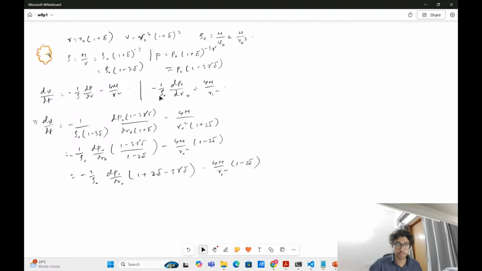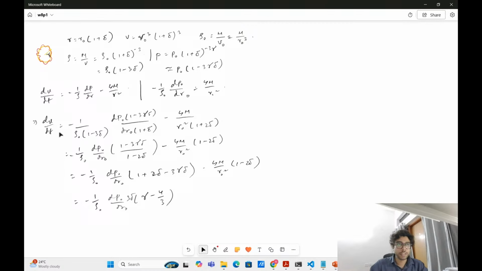Now we are going to use this relation over here. So GM/r₀² is (1/ρ₀) dP₀/dr₀, and from there we can add up these two. So this δ will be gone, and we will be left with (1/ρ₀) dP₀/dr₀ times (3δγ - 4δ), that is δ(3γ - 4).